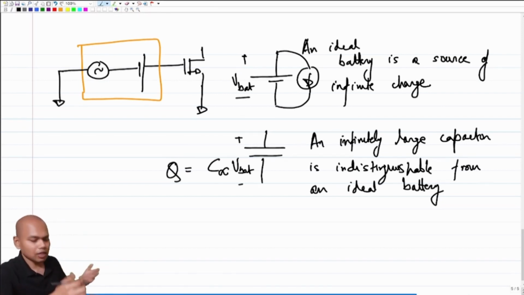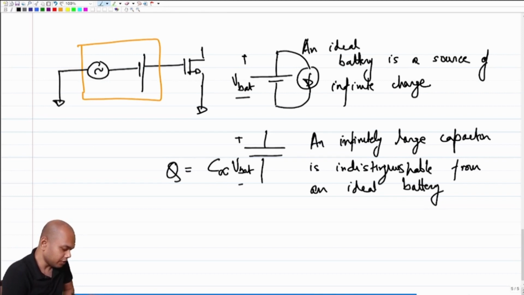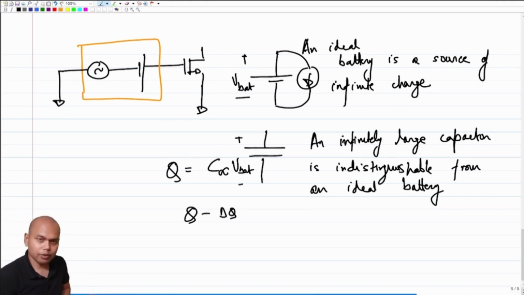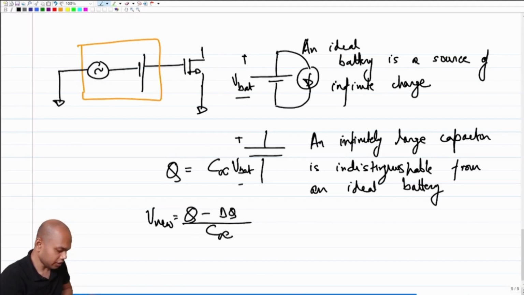And if I draw some charge out of it, let's say I draw delta Q charge out of it, correct? So what is the net charge after I drew delta Q charge out of it? The net charge will be Q minus delta Q, right? So after I drew delta Q charge out of this battery, what will be the voltage across the battery? The voltage across, this is V new, will be the charge divided by C infinity, correct? So I get Q by C infinity minus delta Q by C infinity.